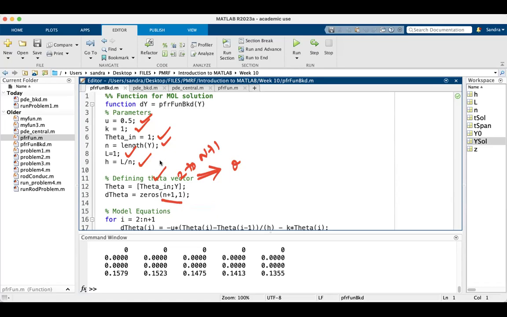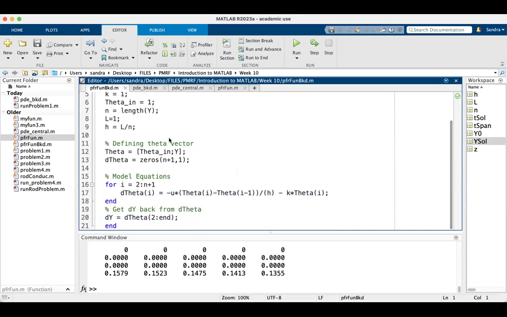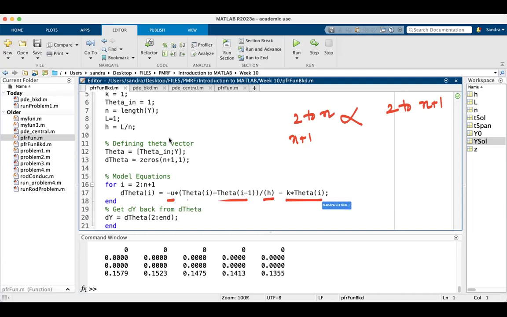Now what I do, this is the crucial part. I'll run the loop from 2 to n plus 1. Earlier the loop was 2 to n, and then n plus 1 I wrote separately. Here I don't have to do it. I can run the loop directly from 2 to n plus 1. So for 2 to n plus 1, d theta I is equal to minus q theta I minus theta I minus 1 divided by h minus k theta I. So this is my backward differential formula.